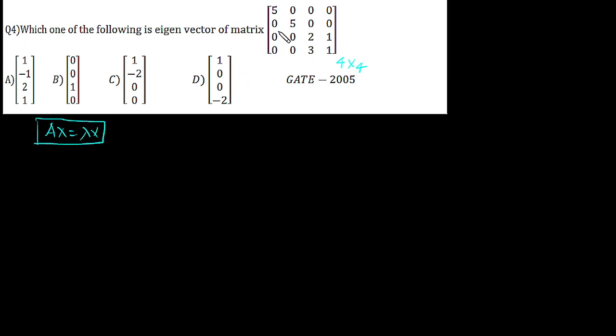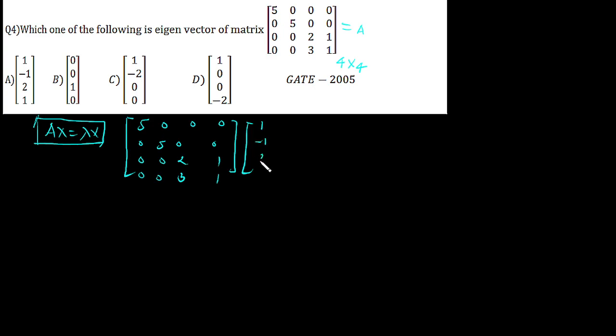So now again we have the matrix A here. Let's call it matrix A. Now again we have to go through these four options one by one, and check which of the options is satisfying this condition. So let's put the matrix here first. Now first of all let's start with option A. Option A has a vector like this: 1, minus 1, 2 and 1.